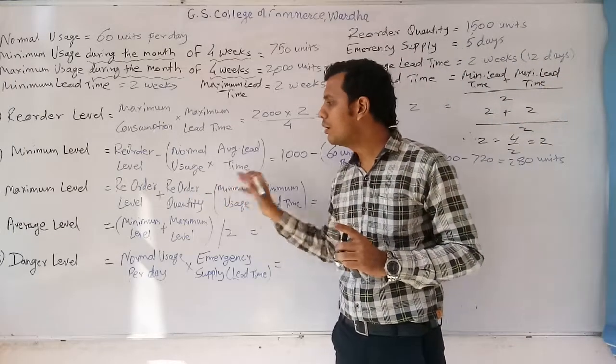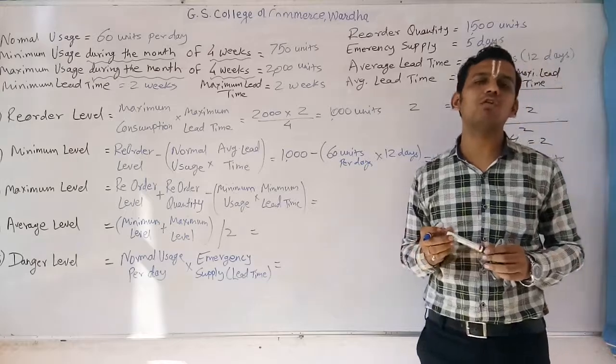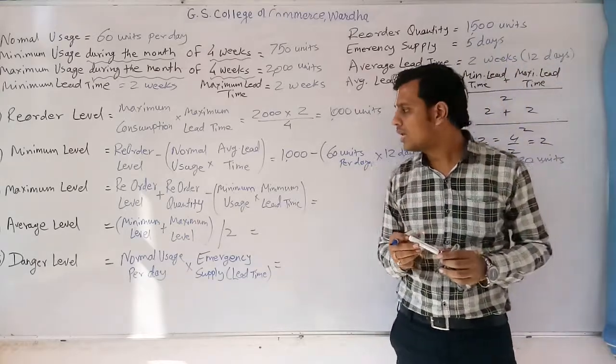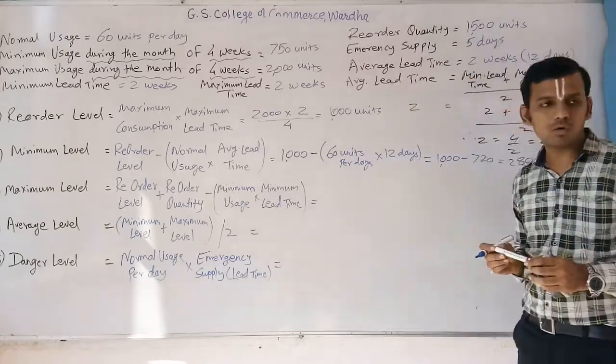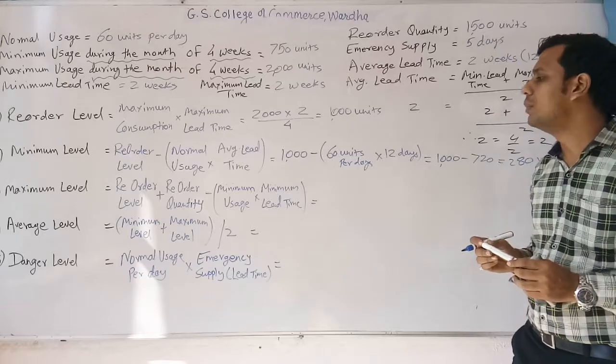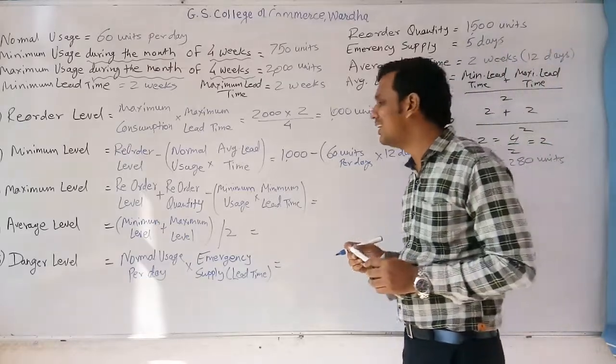Now moving to the maximum level of stock, the formula for calculation of maximum level of stock is reorder level plus reorder quantity minus minimum usage into minimum lead time.